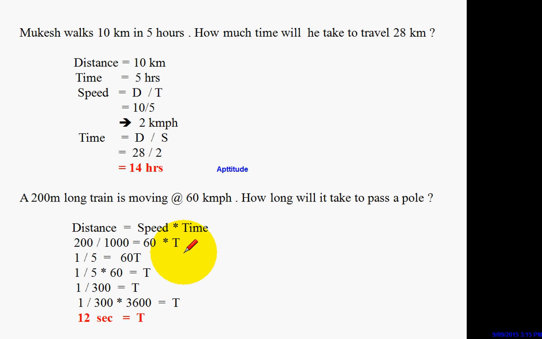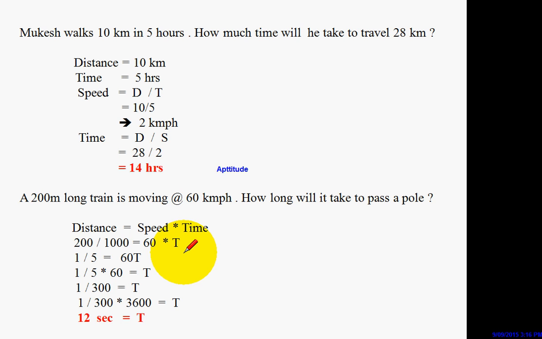How long will it take to pass a pole? A pole or a standing man are stationary objects, so we cannot calculate the length of the pole or the length of a standing man. The main assumption we have to make here is that the length of the train is always equal to the distance travelled by the train. This is the assumption we need to remember, because there is no length for a pole or a standing man. So the distance travelled is always equal to the length of the train.